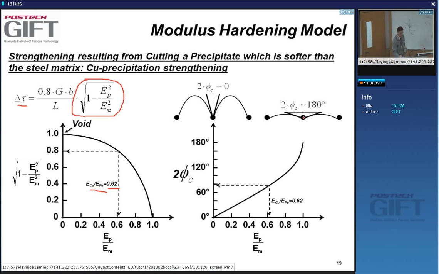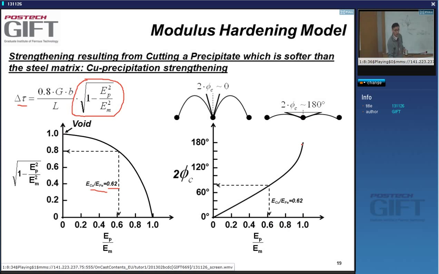So say we have a particle that has a modulus that's very similar to that of iron, yes? Then the angle here, the breakaway angle before the dislocation breaks away, will be very close to 180 degrees, yes? So that's what you get if EP is equal to AM.